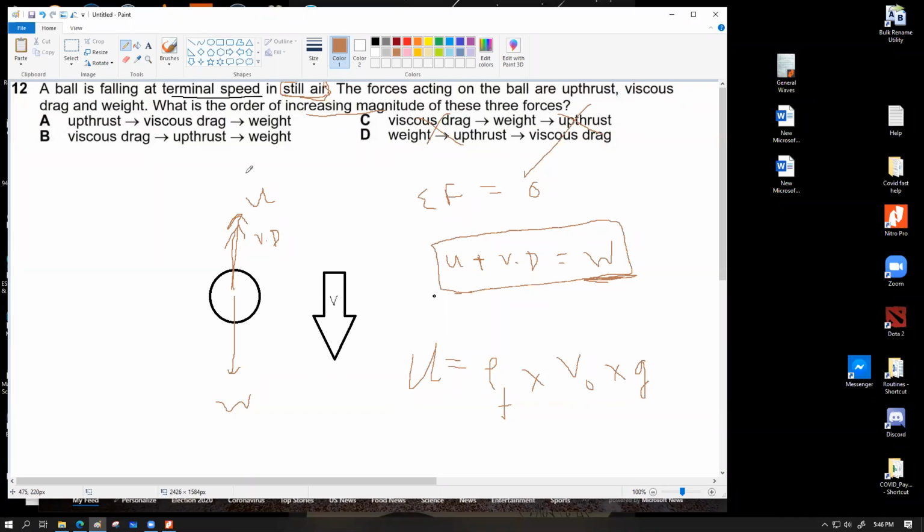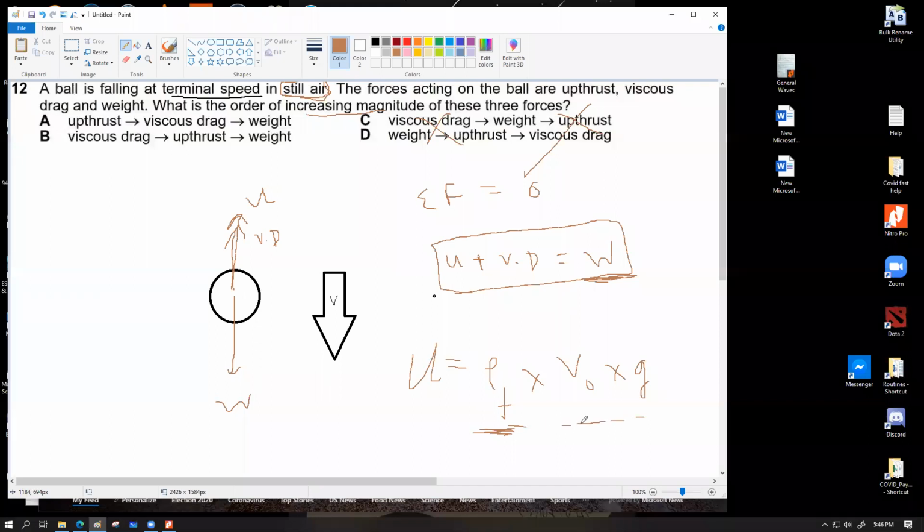So you need to understand that the ball is supposed to be a solid object because that's what it typically is, and the medium through which the ball is falling is still air. The density of air is actually very, very small. It's about 1.29 kg per meter cube. So if you consider the two forces, viscous drag and upthrust, logically speaking, because the density of air is too small, the entire product of all of these three things is going to be also significantly small.